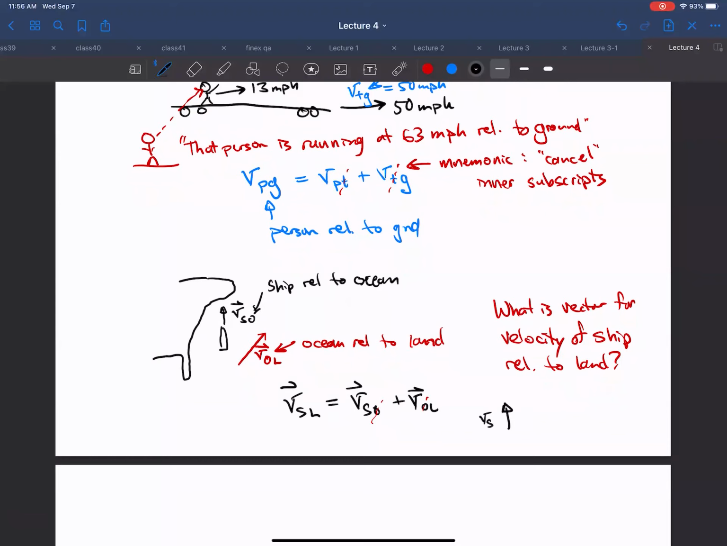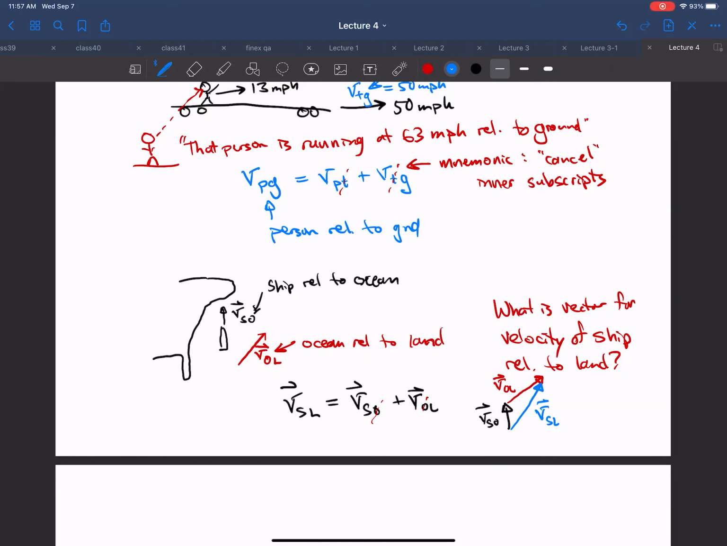So that's this one, V sub SO, the velocity of the ship relative to the ocean. And then tip to tail. So the tip of V sub SO, I put on the tail of V sub OL. And then we do the tip to tail vector addition to get V sub SL like that.